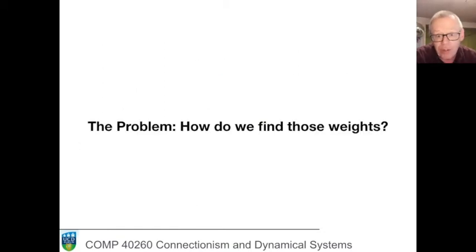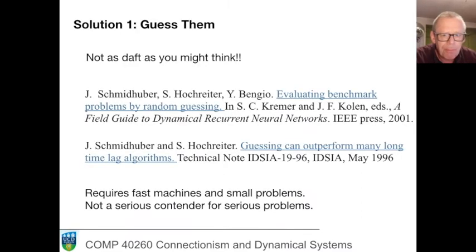So the question posed is, how do we find those weights? And here's the possible solution. Guess them. It's not as daft as you might think. Computers are very, very fast. Random number generation is a well-solved problem. We could just guess the weights, and if we find it's not a good guess, we could guess again. This would take forever if you're doing it by hand. But it's a reasonable approach for fast machines and small problems.